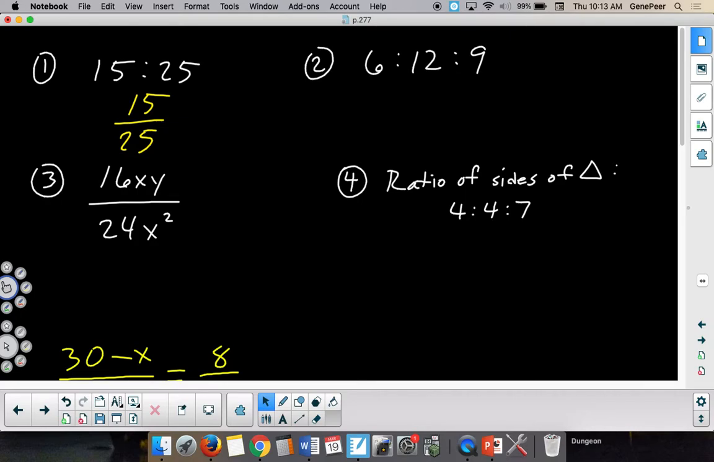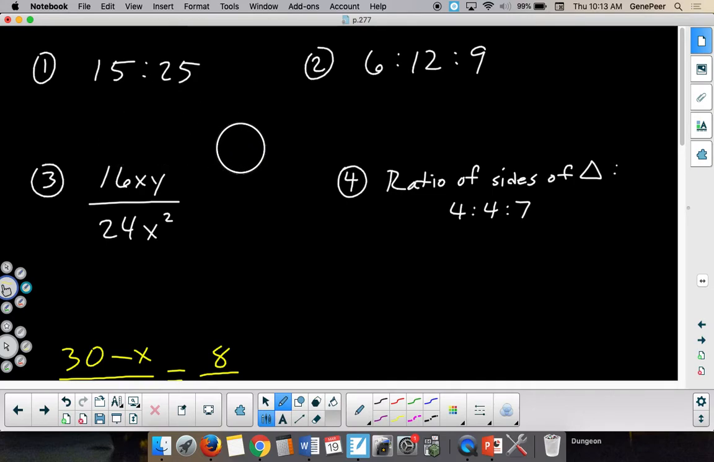You reduce that ratio as you would any other ratio. Divide by 5, divide by 5. We get 3/5. There's no need to go through that step. You can do it straight from here and say, oh, divide by 5, divide by 5, you get 3/5. You're done.